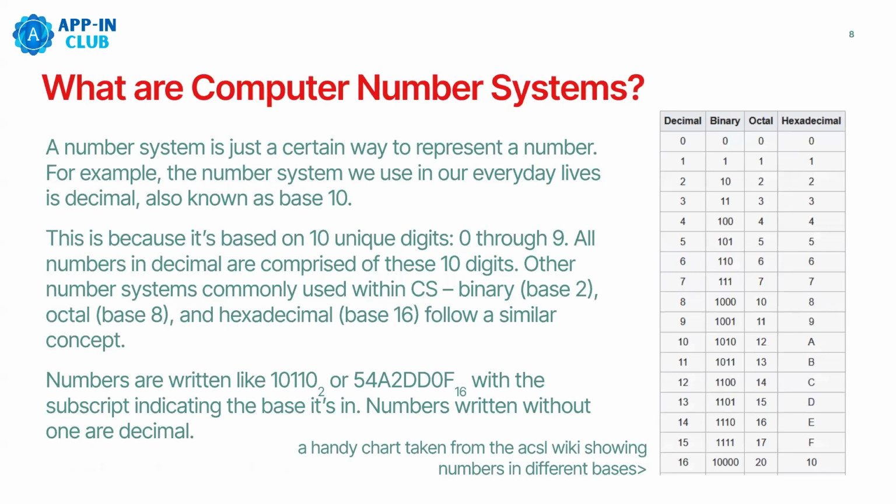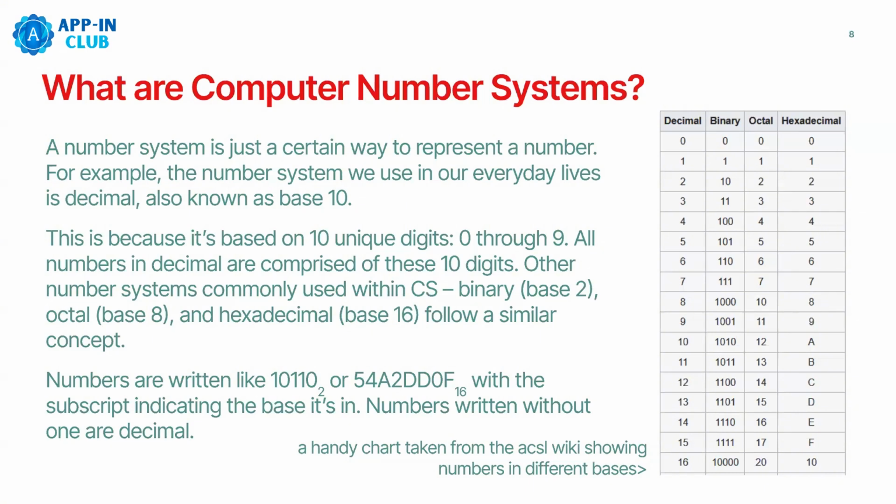A computer number system is just a certain way to represent a number. For example, the number system we use in our normal everyday lives is decimal, also known as base 10, like 1, 2, 3, 4, 5, 6, 7, 8, 9, 0. This is because it's based on 10 unique digits, 0 through 9. All numbers in decimal are comprised of these 10 digits.